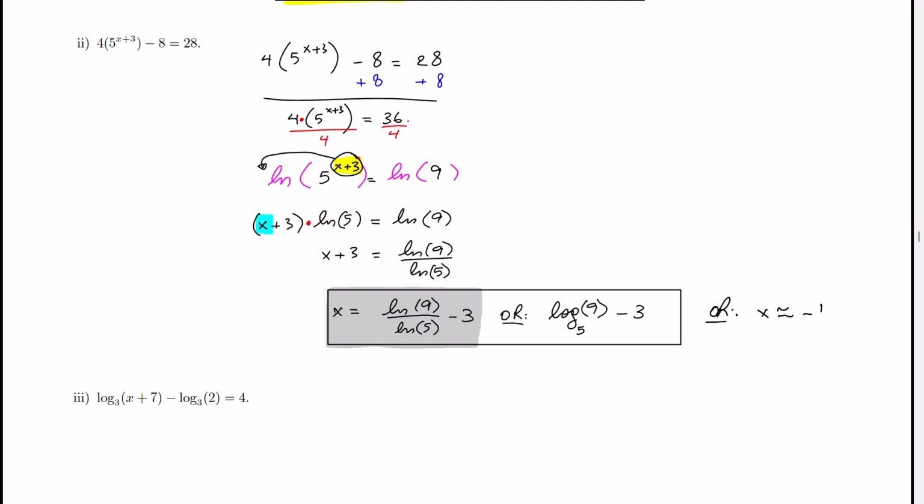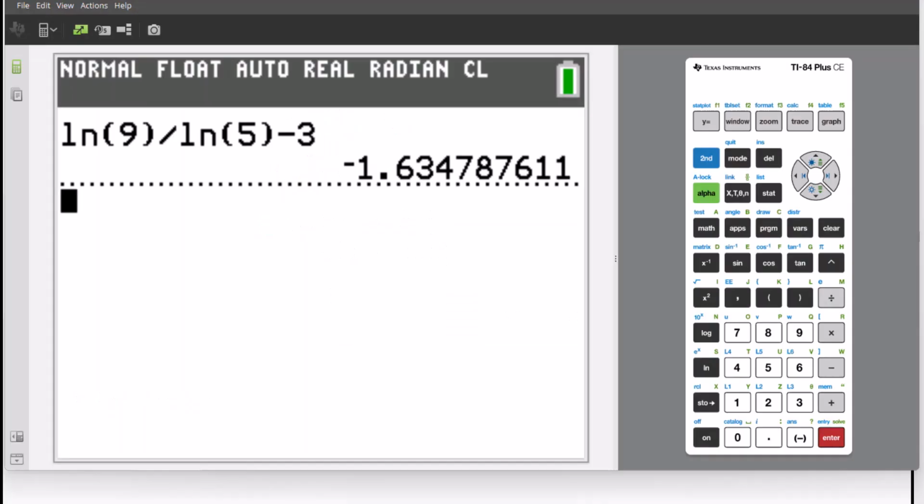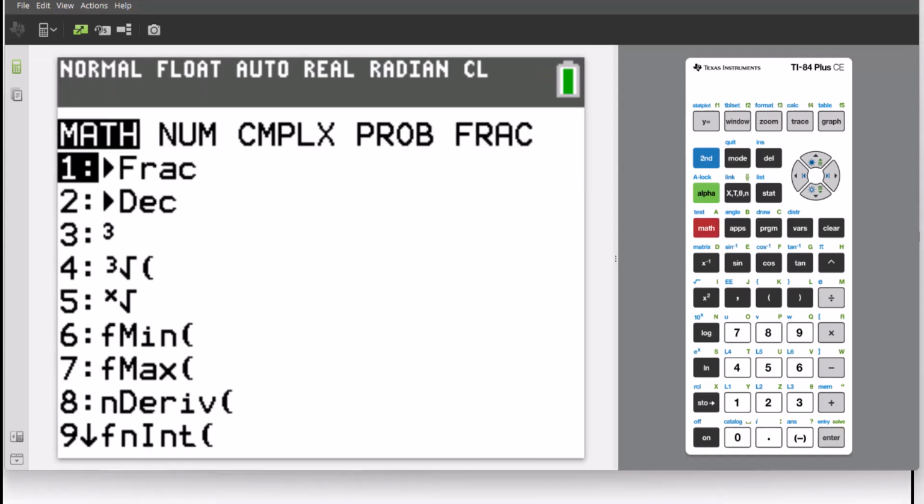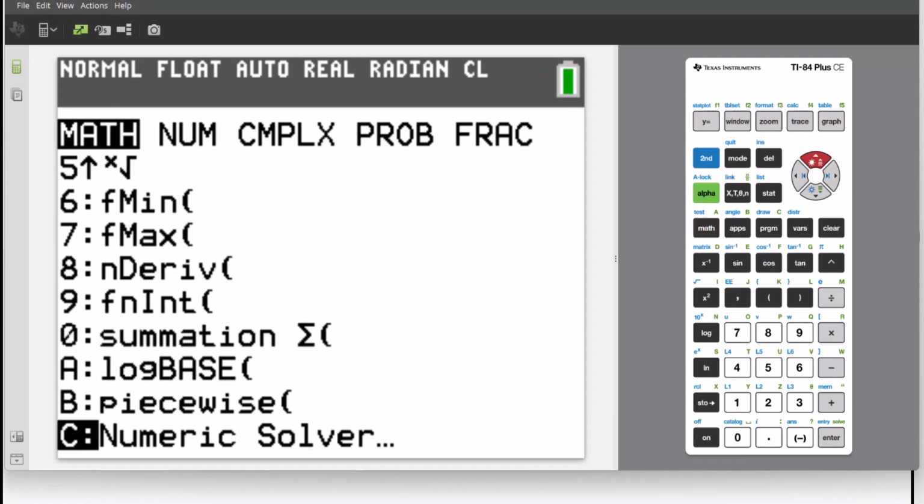Roughly speaking, negative 1.635. That is my x value for this problem. Now, some of you have a fancy TI calculator that can do logarithms with other bases. So if you have one of the newer TI calculators, I would like you to click on Math next. And when you click on Math, there's an option from the bottom of the screen. It's easier to find it from the bottom of the screen.